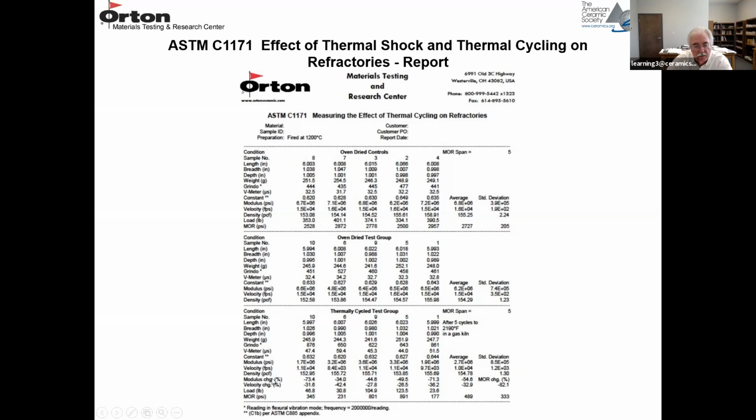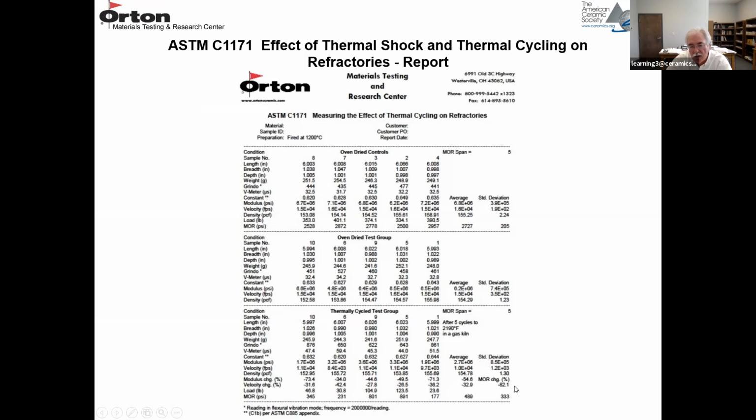You get a Young's modulus change. And in this case, it was 54%. So the modulus decreased by 54% after shocking. The velocity change was minus about 33%. You measure the strength after you do the non-destructive test. And the strength actually decreased about 82%.